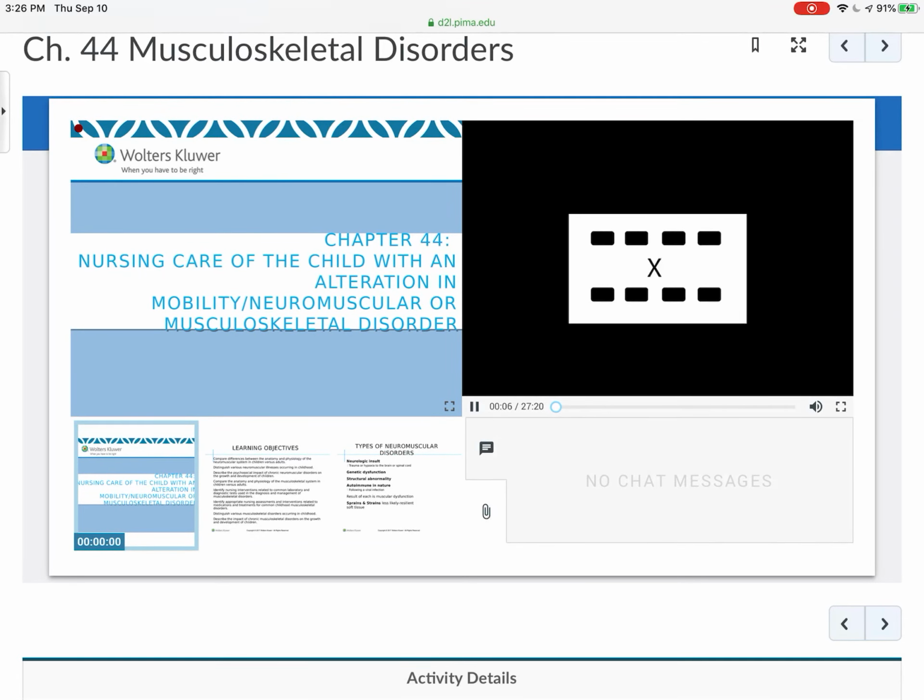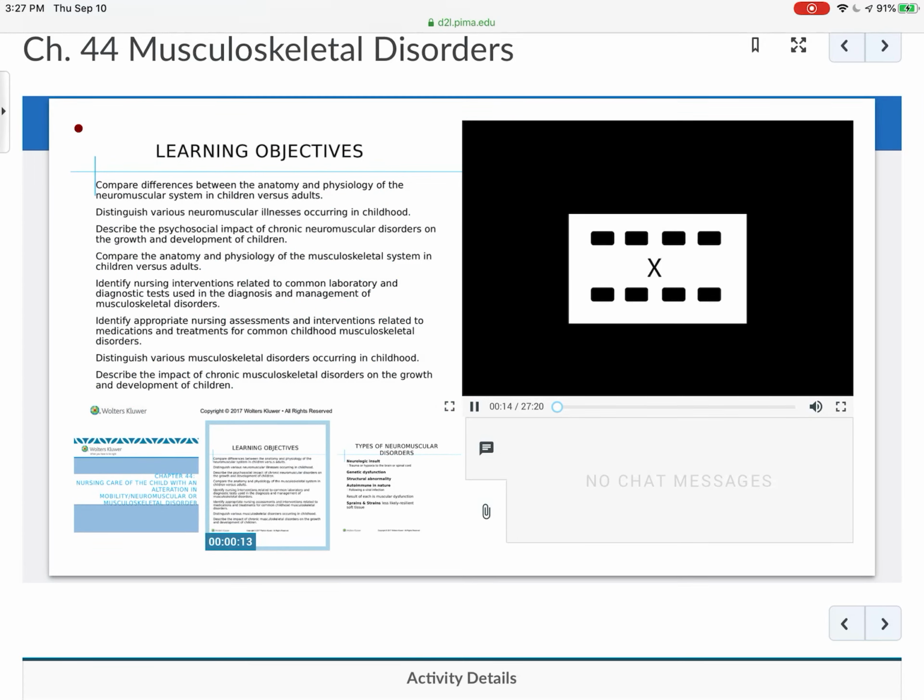Chapter 44, Nursing Care of the Child with an Alteration in Mobility, Neuromuscular or Musculoskeletal Disorder. In this chapter, we're going to talk a little bit about the differences in kids and adults as far as anatomy and physiology goes. We're going to talk about a few of the neuromuscular illnesses in childhood. We'll talk a little bit about the impact on the kids.